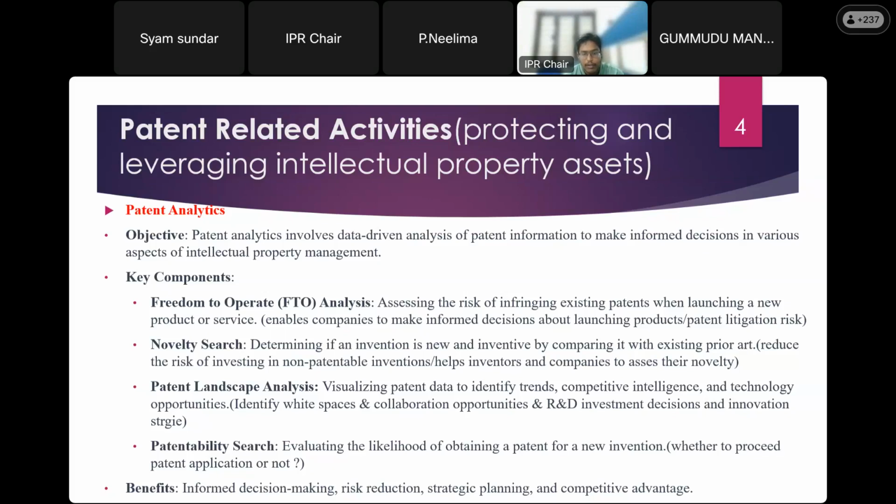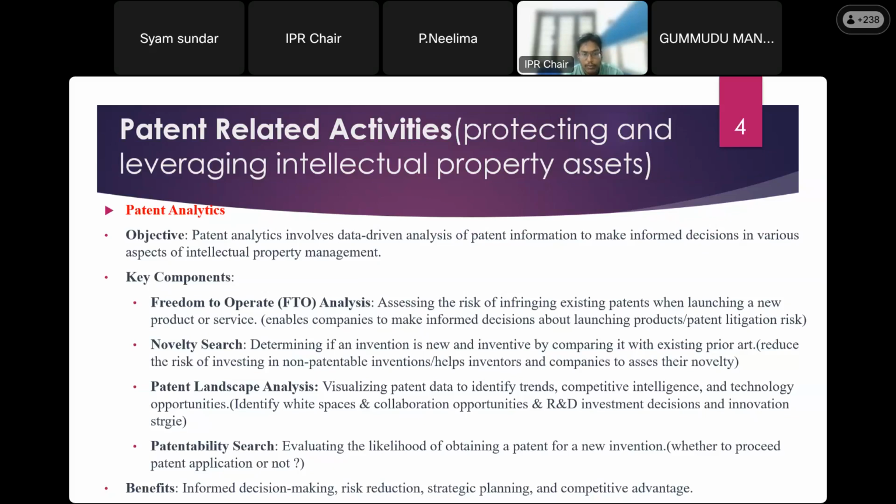if you can come up with some invention. After you come up with that patent landscape analysis, you also can come to know whether any collaboration opportunities are there, and R&D investment decisions and innovation strategies. So all these things you will realize if you can do a patent landscape analysis. Basically, if you want to come up with the invention, you need to find out where exactly the gaps are there in the technology, or for that matter anywhere.